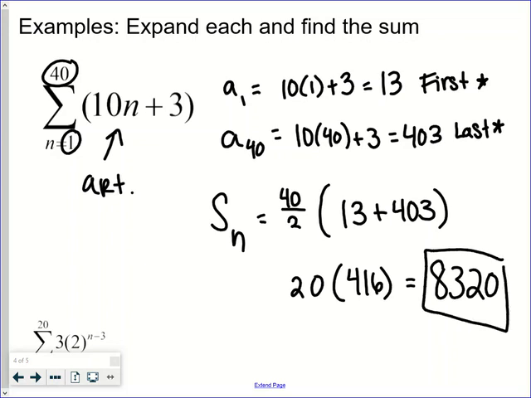Okay, so if you are asked to expand and find the sum, but it's too big to expand, you do not have to.